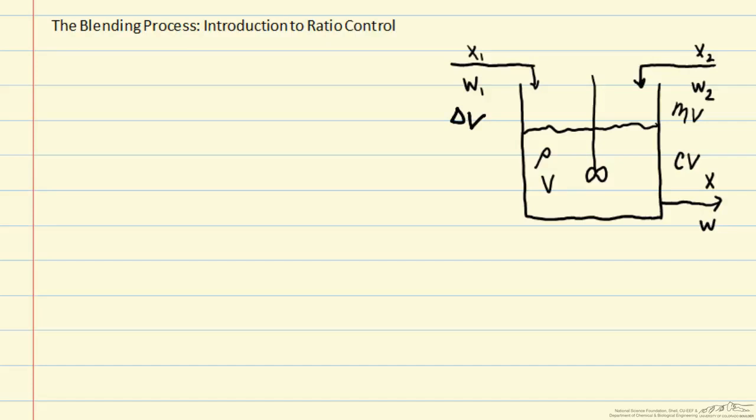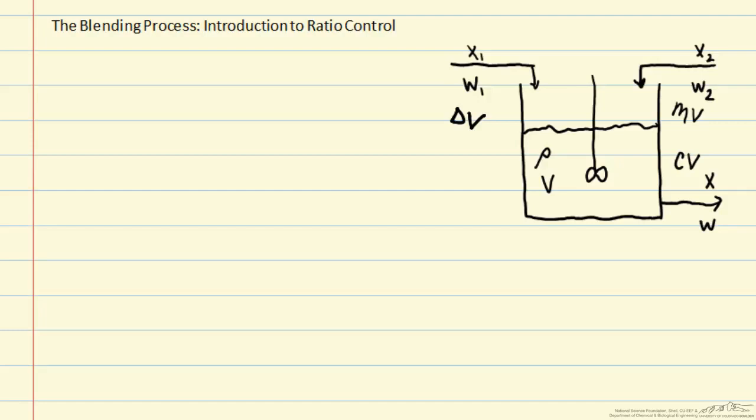In this screencast, we'll discuss the concept of ratio control. Ratio control is a type of feed-forward control. Feed-forward means that we will measure the disturbance variable, which here is the mass flow rate of stream 1, and we will adjust the manipulated variable. This is in contrast to feedback control, where we measure the control variable and then adjust the manipulated variable.